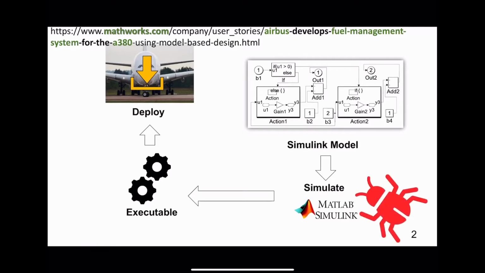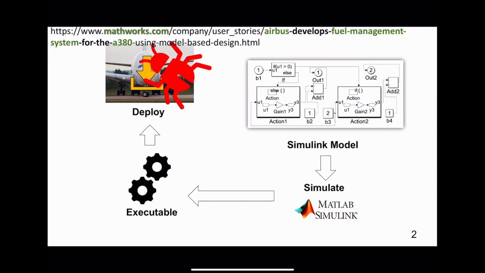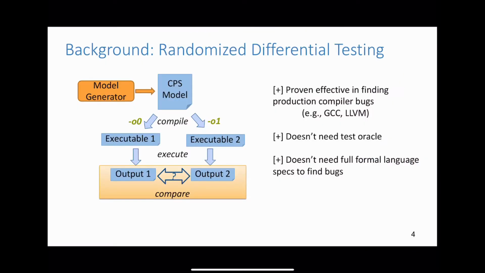Now, a bug in the toolchain can propagate to the artifacts that they automatically generate, which is undesirable. So, safety critical systems should not fail due to compiler or CPS toolchain bugs. And randomized differential testing is very effective in finding CPS toolchain bugs.